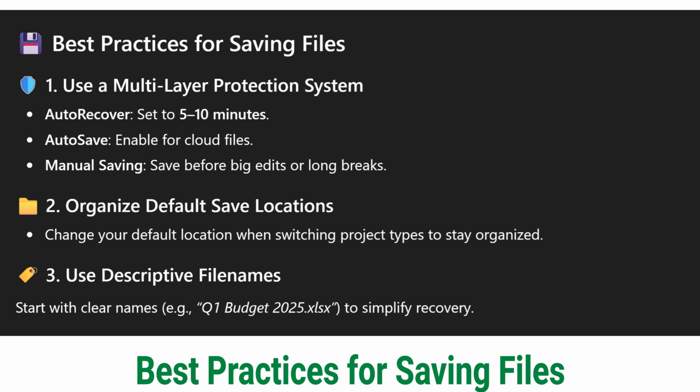Instead of saving as budget1.xlsx and then later renaming it to Q1 Budget Final 2024, start with a descriptive name. This helps you find files later and makes your AutoRecover files more identifiable if you ever need to use them.